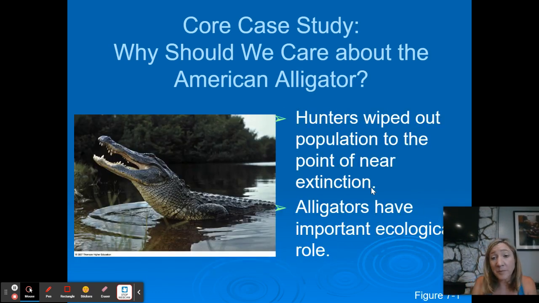And the hunters were wiping out these populations, partially based on fear, almost to the point of extinction, because we didn't realize their ecological role. And so there's a big movement to try to protect the American alligators, and how to go about doing that and keeping humans safe as well, because that's important as well.